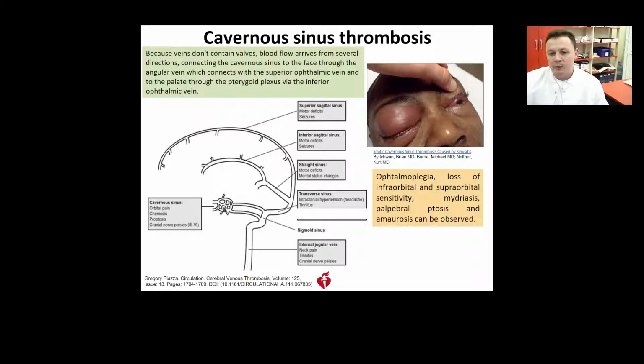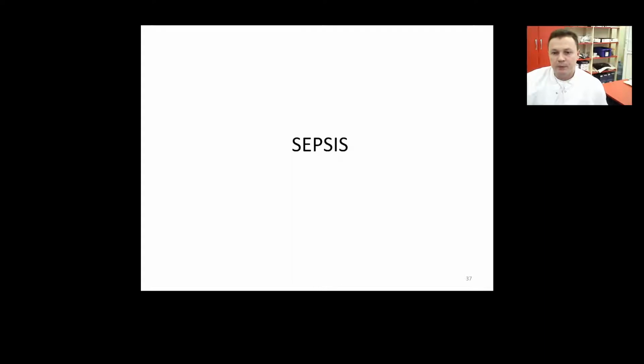When infection reaches the cavernous sinus, regardless of the route, thrombosis occurs. However, infection from the canine region via the angular vein is more frequent. Ophthalmoplegia, loss of infraorbital or supraorbital sensitivity, mydriasis, proptosis, and chemosis can be observed in patients.